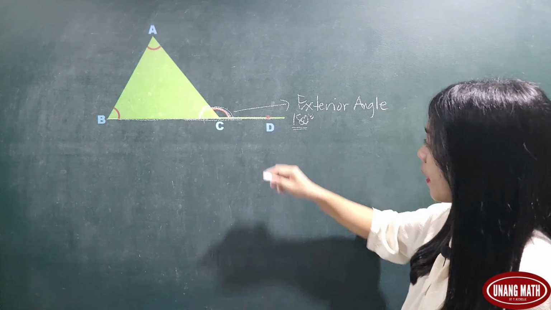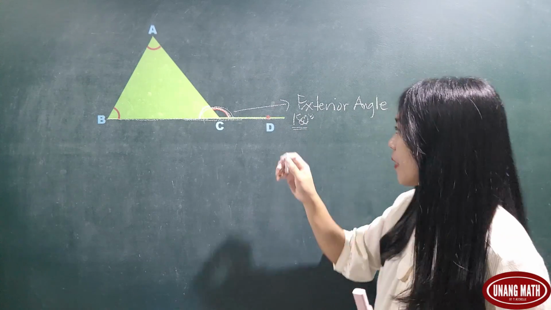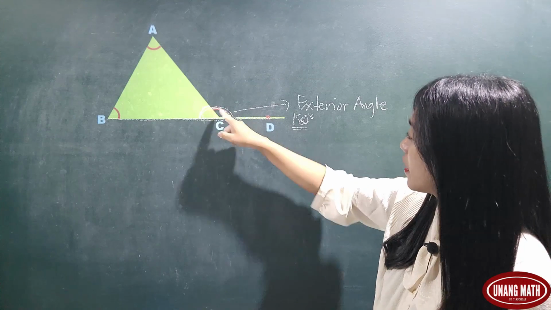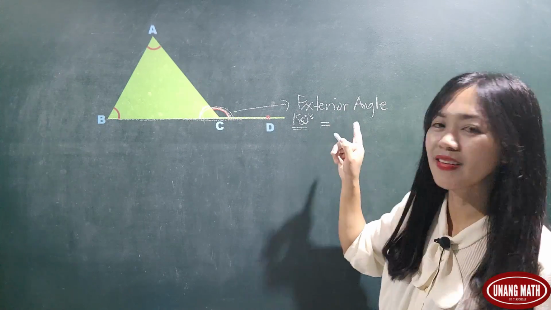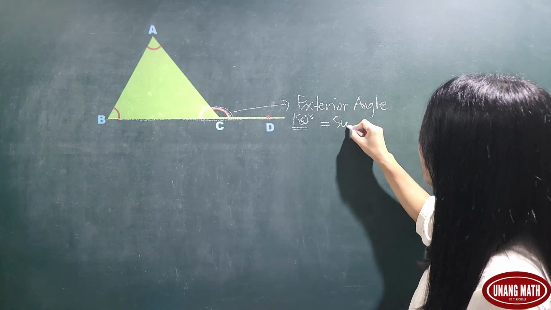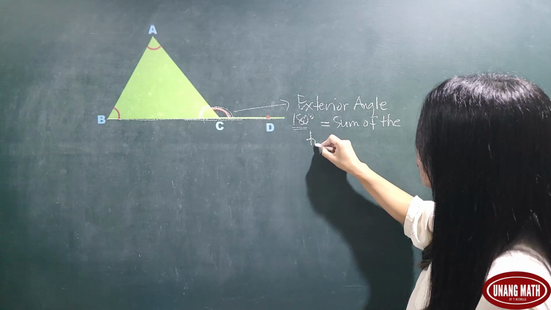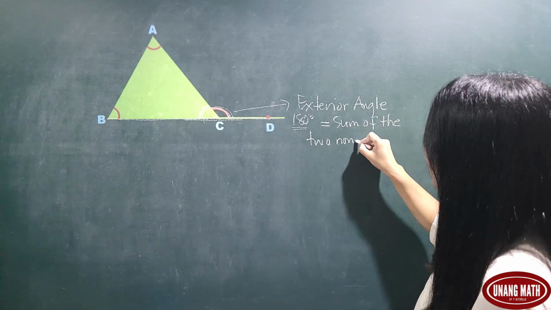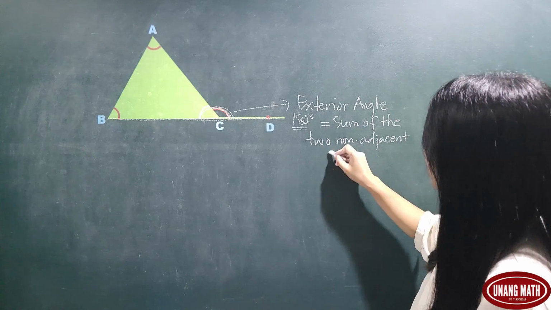Now, the concept that you have to remember about the property of exterior angle is that the exterior angle is equal to the sum of the two non-adjacent angles.